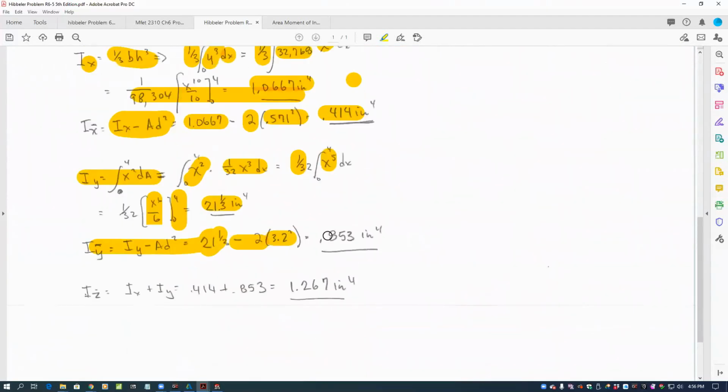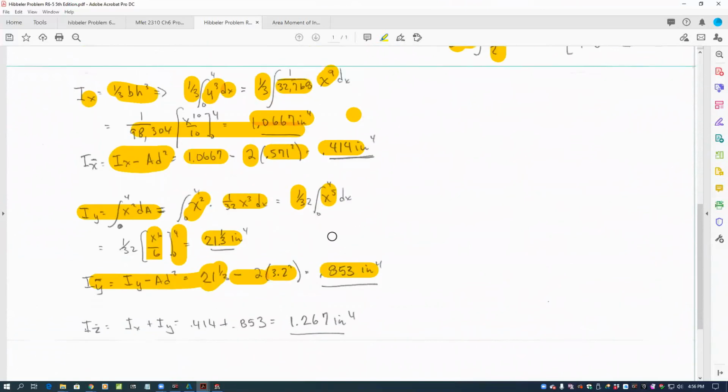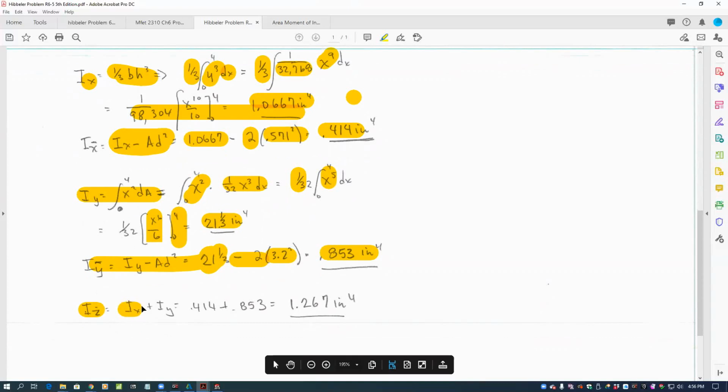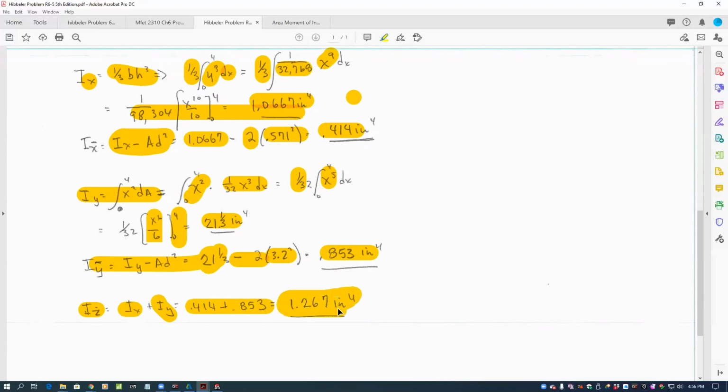And so that becomes 0.853. And then the magnitude of our area moment of inertia with respect to the pole, or the z-axis, is just our area moment of inertia with respect to the centroidal axis in x and y. Add those two together, and we then have the area moment of inertia with respect to the z-axis.